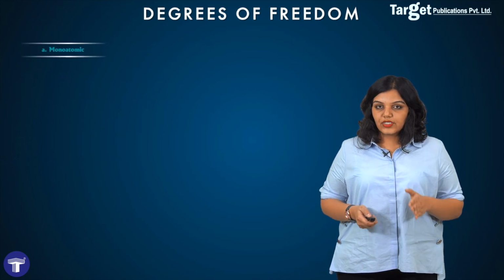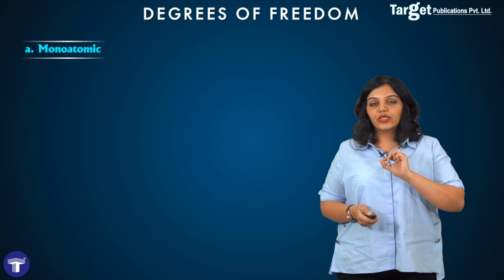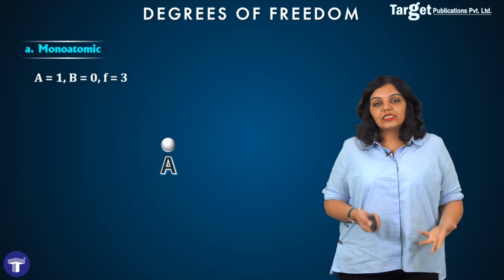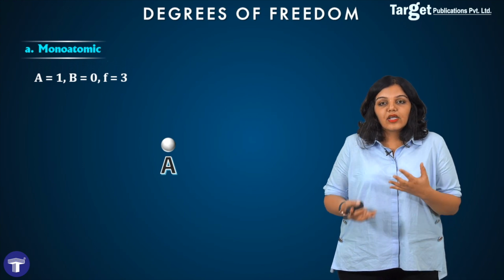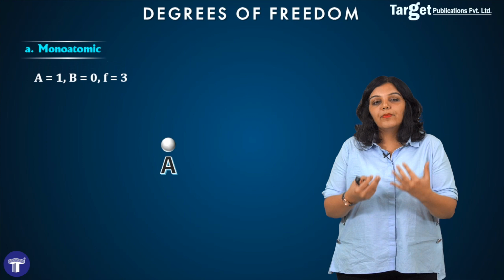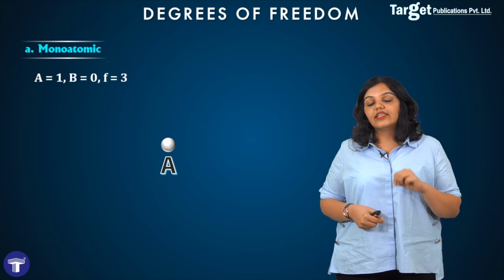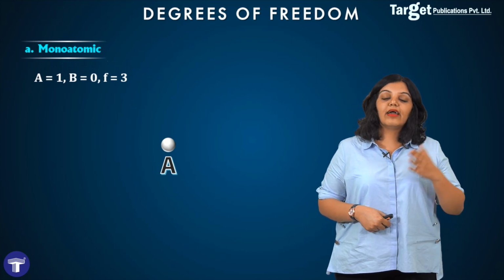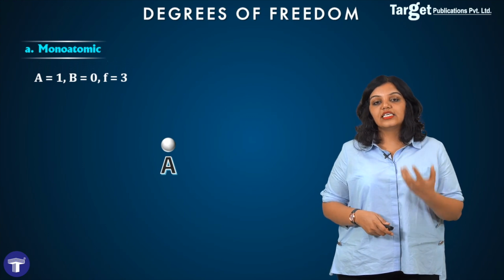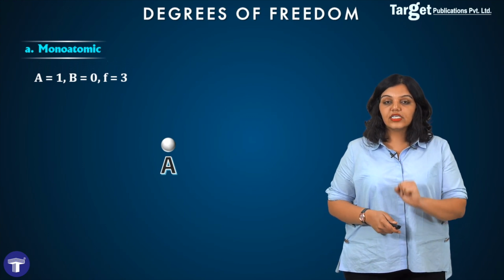Let's say that I have a monoatomic molecule, which means that each molecule of this gas possesses only one single atom, and therefore the number of independent particles is 1, and because the particle is alone, it doesn't have any relations with anybody, and therefore B is 0. From here I can find the degrees of freedom F, which is given by 3A − B, so 3 into 1, 3, minus 0, which is exactly 3, and therefore I get F = 3.